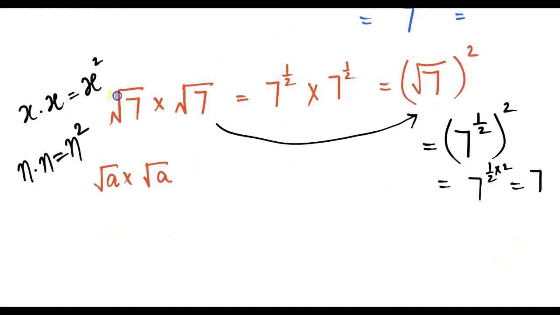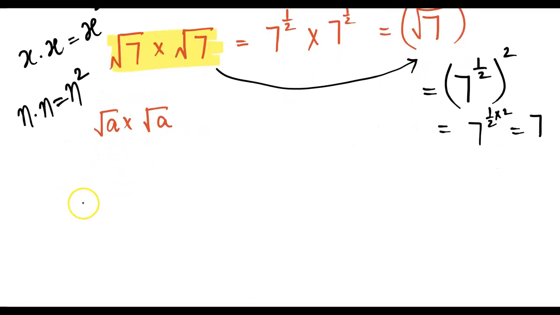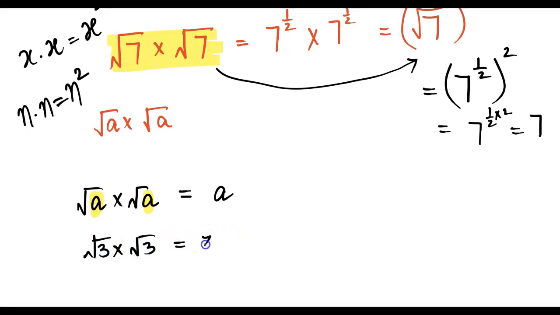Now from here we can just make it a fact. Whenever you have the square root of the same non-square integer multiplied, we get the answer a. You can fill in any number there and you're going to get a. Let's say for example, square root of 3 times square root of 3, you're going to get 3. Square root of 5 times square root of 5, you're going to get 5. Simple. Square root of 11 times square root of 11, yes, 11. So that's it.